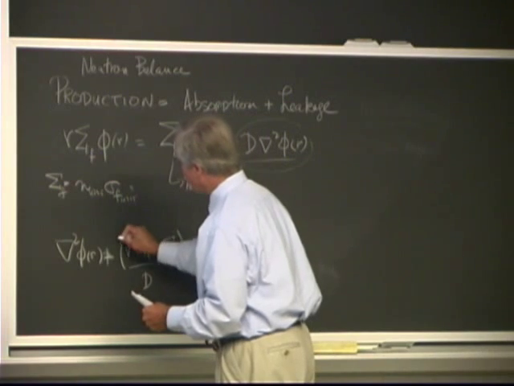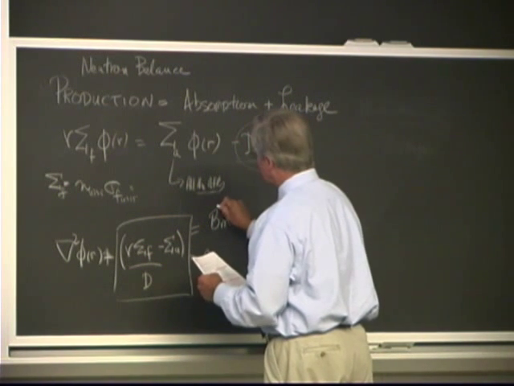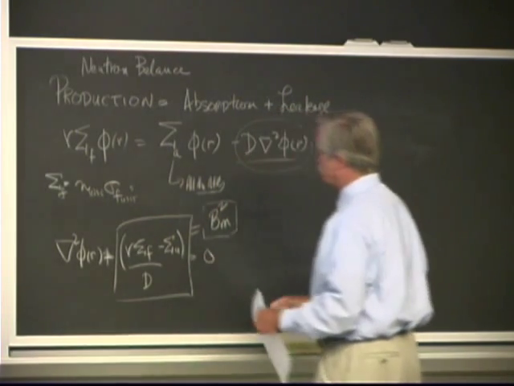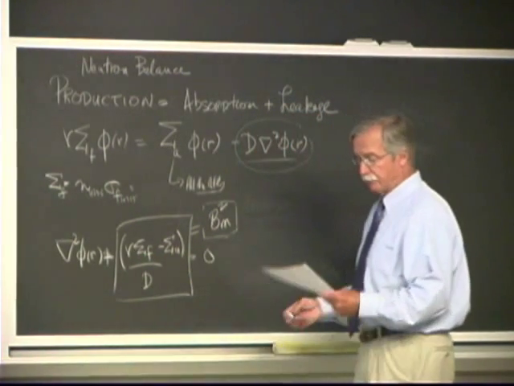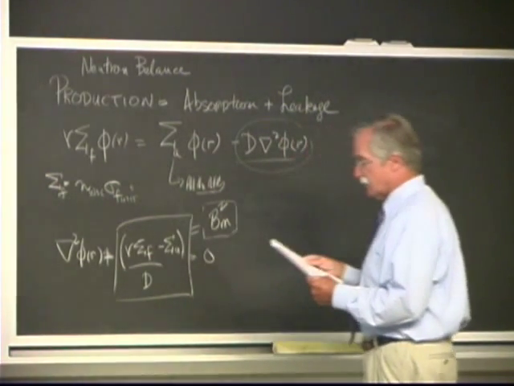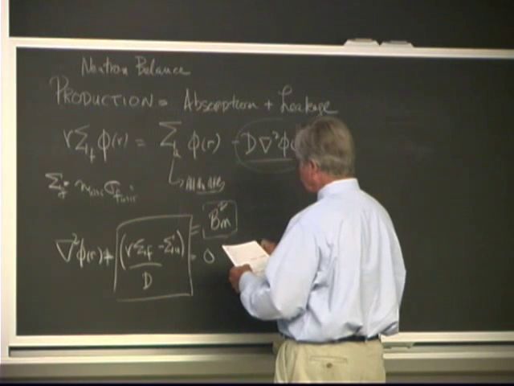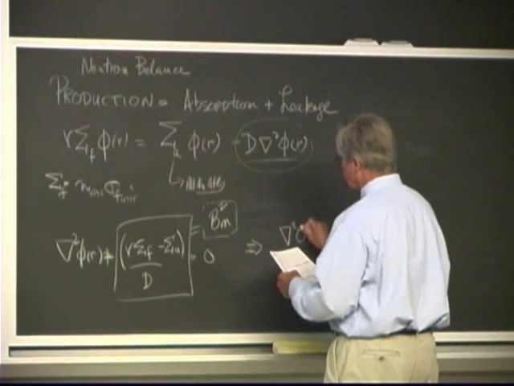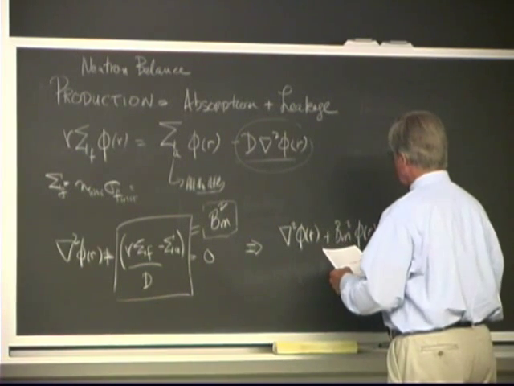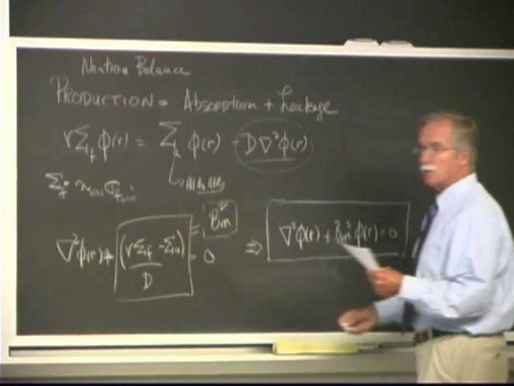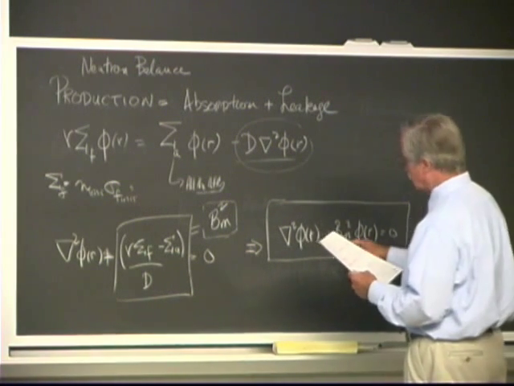This term here is called the material buckling. And you can see why, because it is completely driven by the materials in the core in terms of the cross sections and the number densities of the various materials. So rewriting this expression and somewhat simplifying it, you have the gradient of the flux plus Bm squared times the flux equals zero. That's the neutron balance equation if you want to represent it in terms of the materials.